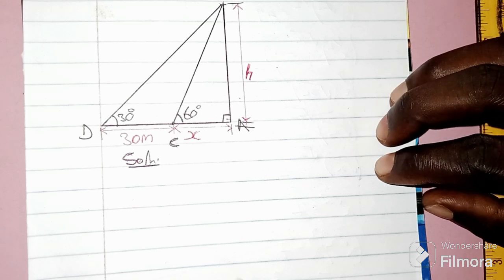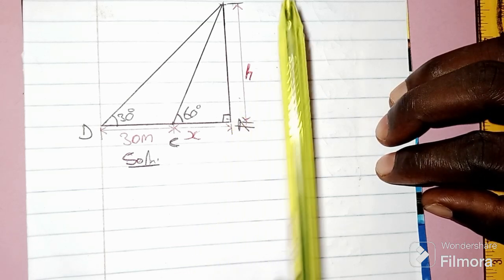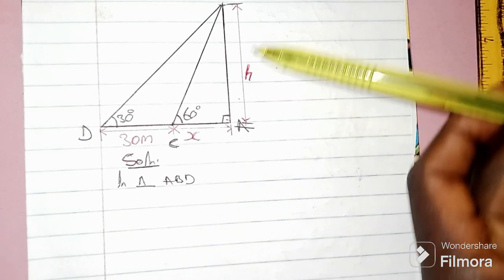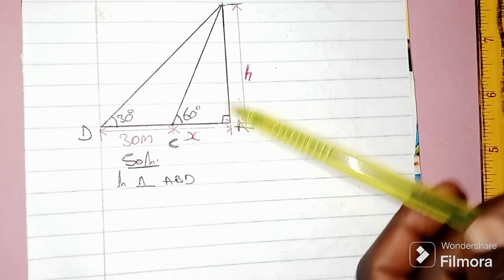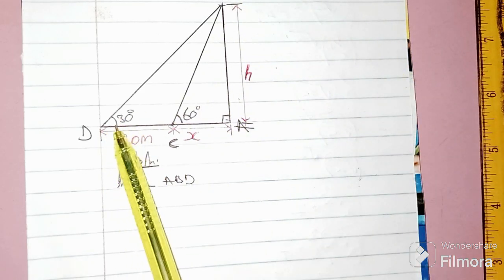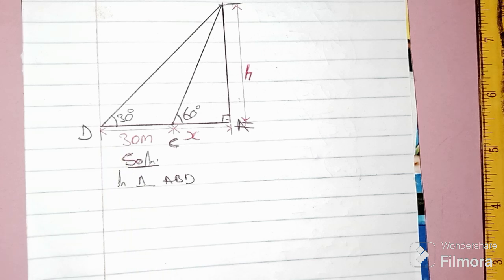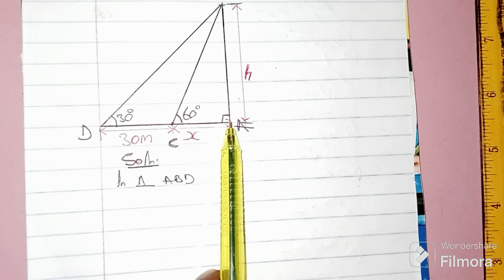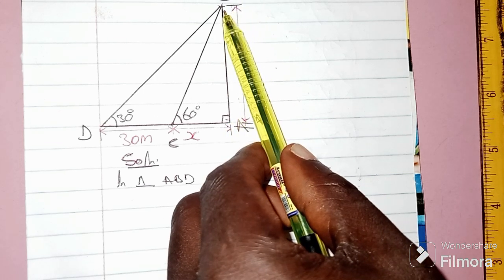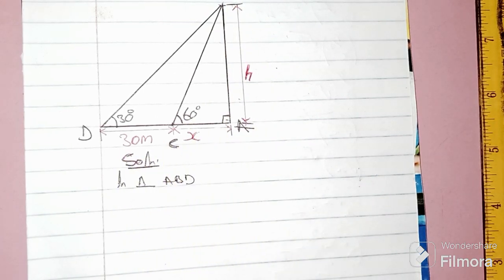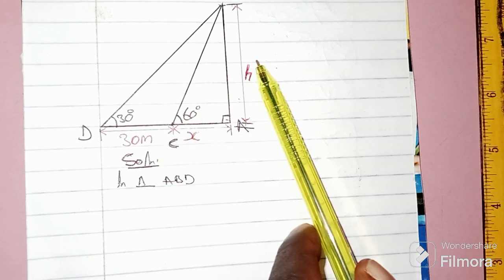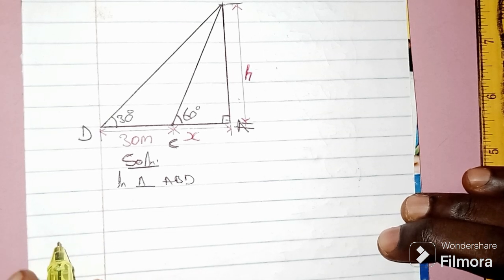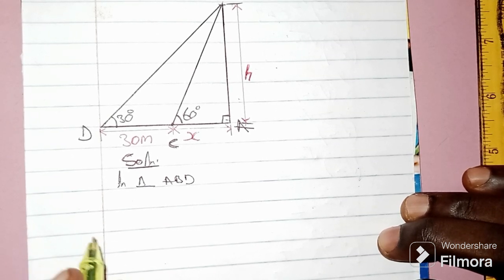First of all, let me consider triangle ABD. The given angle is 30 degrees. Since I have the adjacent, I'm looking for the opposite. Now I need to use the relationship between adjacent and opposite. That means I'm going to use tan theta, because tan is the ratio of opposite and adjacent.